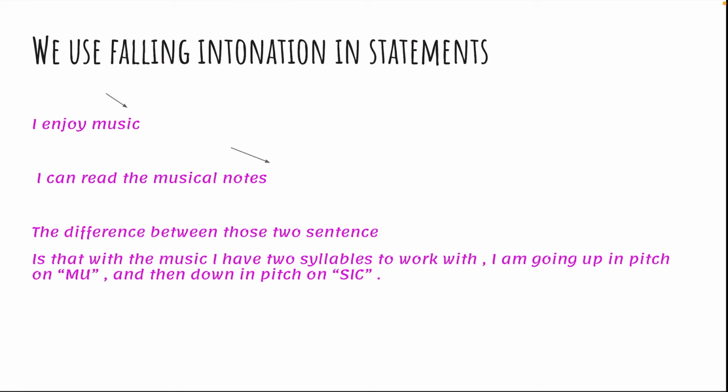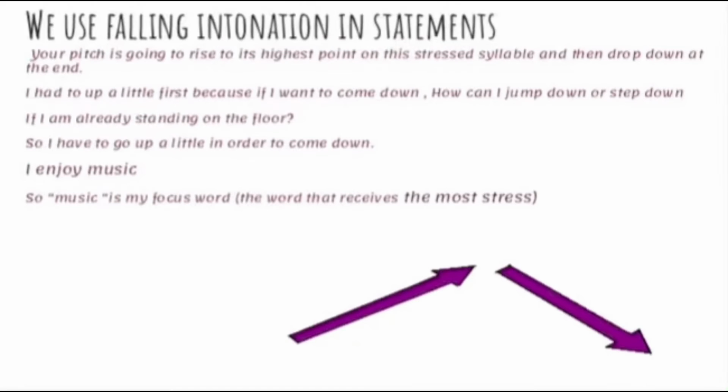We use falling intonation in a statement, like when I say, I enjoy music. I can read the musical notes. Maybe you notice that my voice is going down. The difference between those two sentences is that in music we have two syllables in the same word, but in notes we have just one syllable. So in a word of two syllables it is easier to have this falling intonation, by making the mu syllable louder and going down on zik, as that syllable is unstressed.